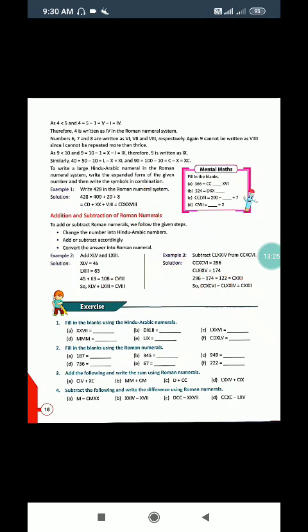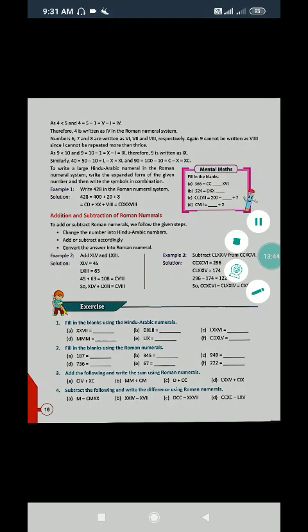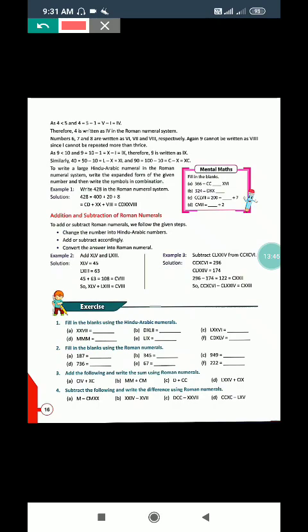Okay, now we have understood these numbers. Now we will do addition and subtraction of Roman numerals. How will we add any number, how will we subtract any number? To do this, we have to know some rules and write accordingly. Addition and subtraction of Roman numerals. To add or subtract Roman numerals, we follow the given steps. We have to follow some steps.